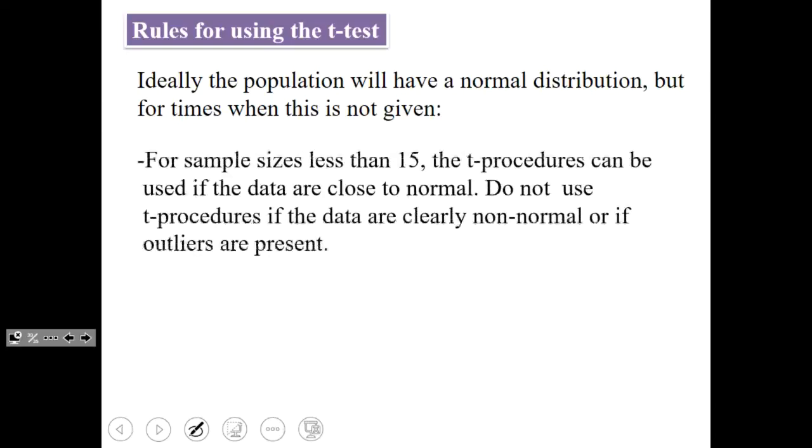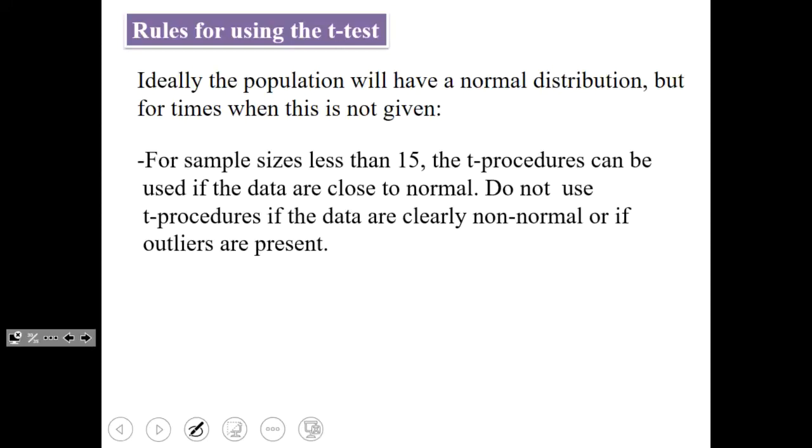If I have sample sizes less than 15, I can use the procedures that are for data that's close to normal. But I can't use these procedures if the data is clearly non-normal or if outliers are present. Now, if my data is nearly normal, but it has outliers, and my sample size is less than 15, I need to do my calculations both with the outliers and without the outliers and see if it changes my answers. Okay? That's also why we don't really like the small sample sizes.